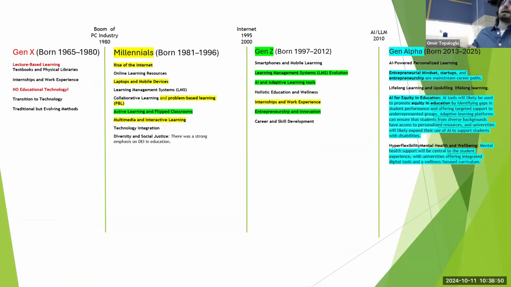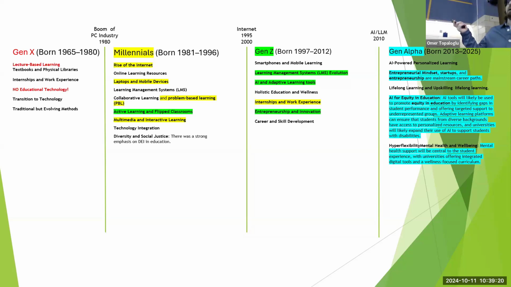So these are some highlights of generations, and I color coded. These red ones are more like lecture-based learning, which means instructor-based learning. These millennials are more like problem-based learning or project-based learning. And here, Gen Z continue to use problem-based learning, but in a different setup.